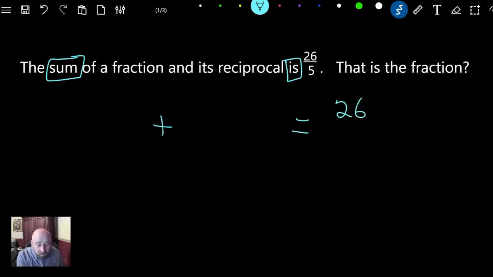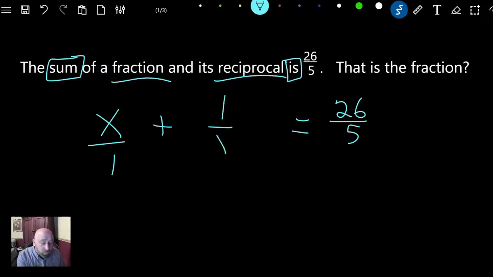So 26 over 5. Now, what's being added together? A fraction and its reciprocal. What is the fraction? Well, that's what we don't know. Well, what do we do when we don't know? We write x. What is the reciprocal of x? Well, remember, it's x over 1, right? So the reciprocal is 1 over x. Okay? And so there we go. We have it in our equation.